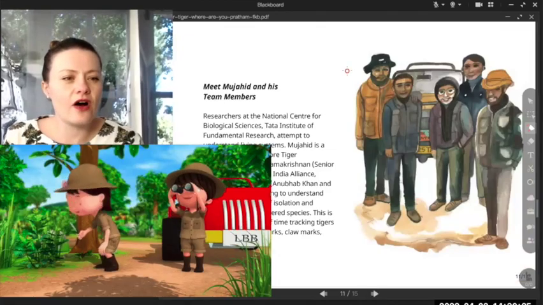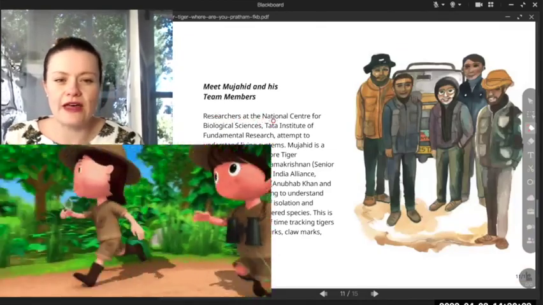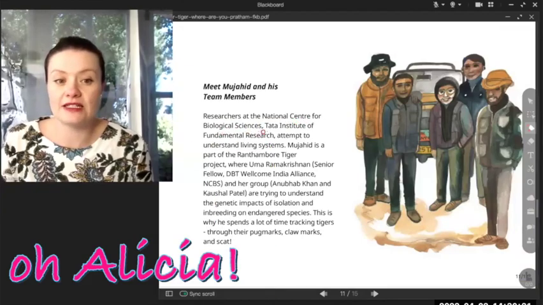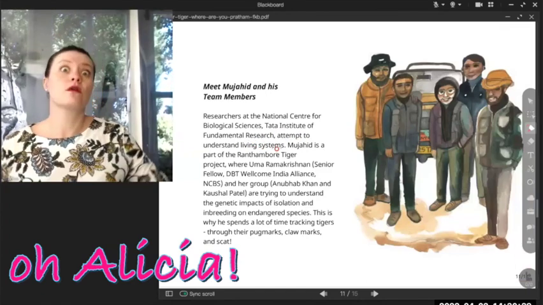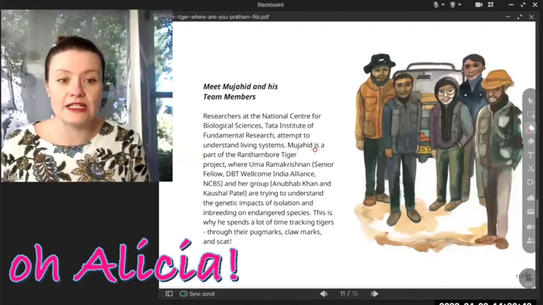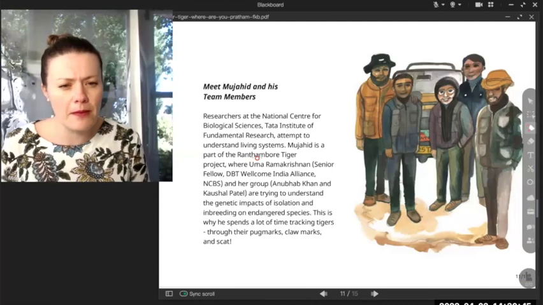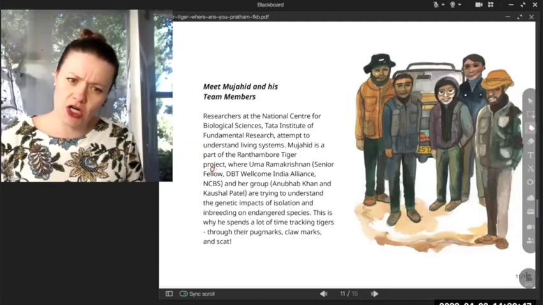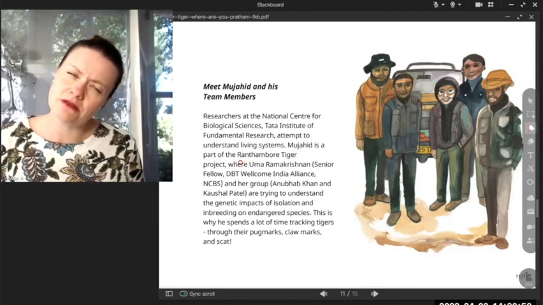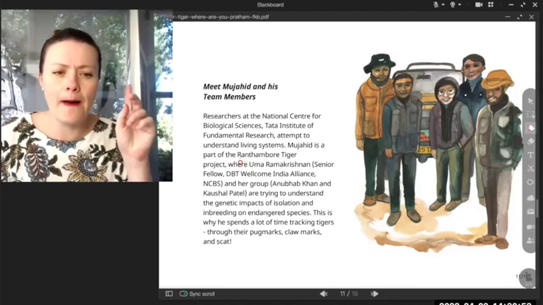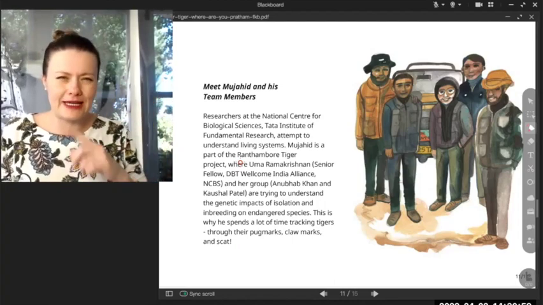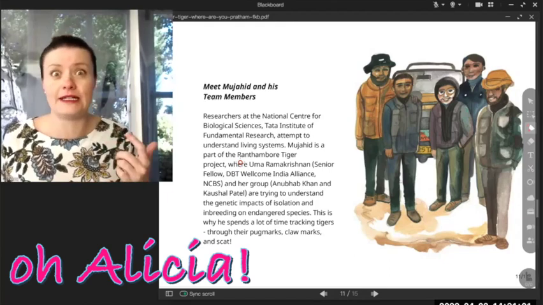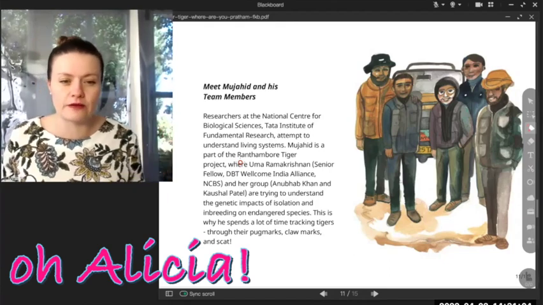And then here are all the rangers. They are researchers at the National Center of Biological Science, Tata Institute of Fundamental Research. They are attempting to understand the living systems all around them. And Mujahid is a part of the Ranthambore Tiger Project. Did I pronounce that correctly? Ranthambore Tiger Project. I think I got that tricky word right now. If I didn't, please let me know if I didn't pronounce that correctly.